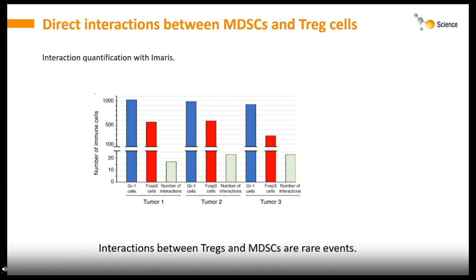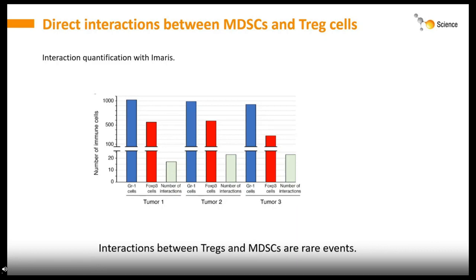We quantify this interaction with Imaris. So indeed, with this software, we can calculate the distance between two different populations and see if these cells could be in interaction. So we quantified this interaction in 3 different tumors at 3 weeks after inoculation, and identified around 20 interactions per tumor. But these events are rare, and this is probably due to the high dynamics.